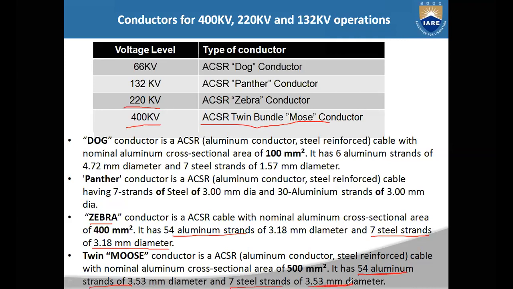diameter. So if you observe all these types of conductors, ACSR dog, Panther, Zebra or Moose, all the conductors will have 7 steel conductors, but the diameter will be changing. And the aluminum conductors will be 6 for dog, 30 for Panther, 54 for Zebra, and 54 for Moose also. So these are the voltage levels and the type of conductor you have to use.